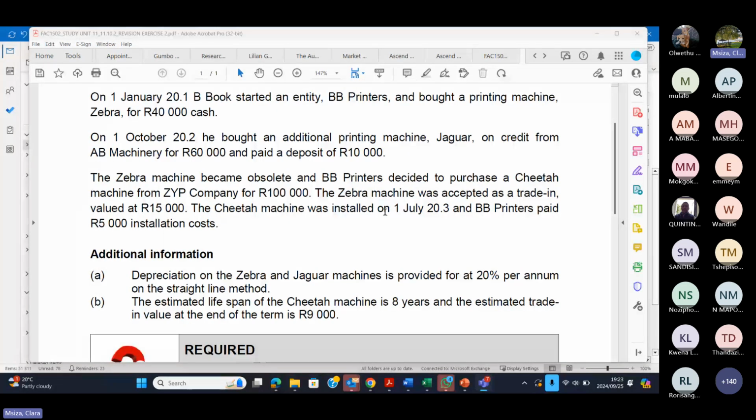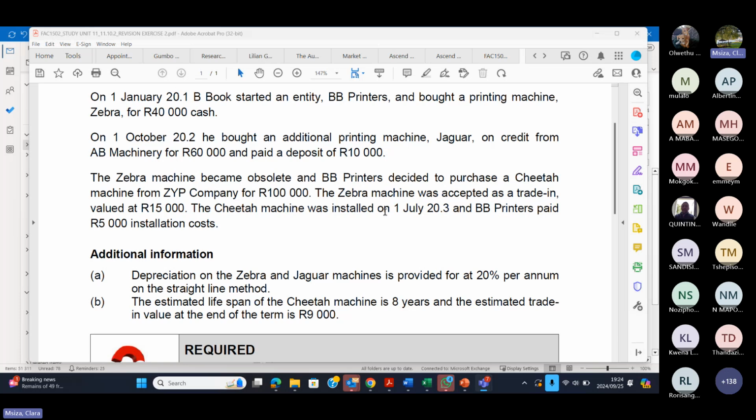So when we say something is obsolete, it means we can't make use of it. So they decided to replace it by buying a cheetah machinery. But when they disposed of this, ZYP allowed them to trade in this machinery for 15,000, meaning the 15,000 becomes our proceeds. So when you calculate your profit and loss, you'll have to take the 15,000 into account as your proceeds. The cheetah machine was installed on 1 Jan 20.3. BB paid 5,000 installation cost. So this is for the cheetah machine.